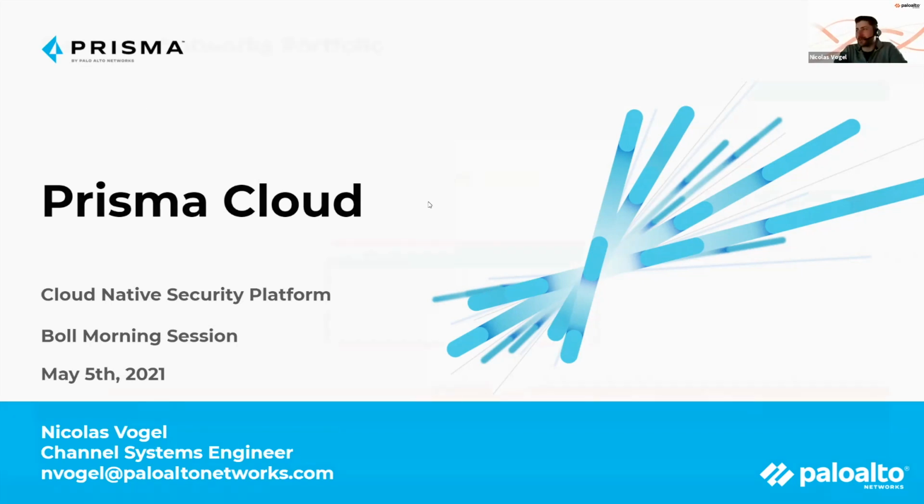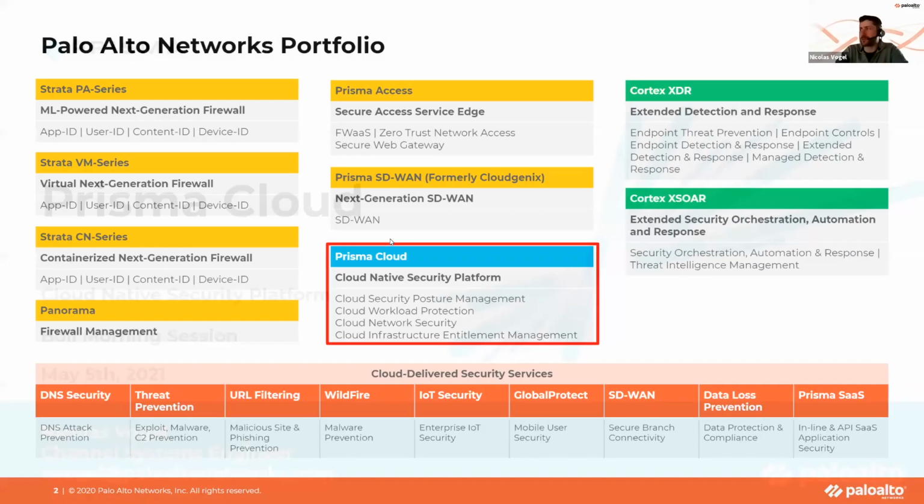So, a quick introduction about Prisma Cloud, just to set the stage again and for you to understand a little better where we position it in our portfolio. Our portfolio has grown a lot in the last several years. Prisma Cloud is the part in blue here in the middle, what we call the cloud-native security platform, CNSP.